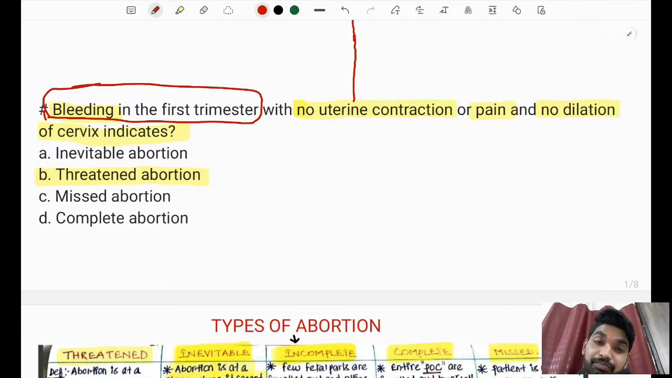Don't answer placenta previa. So, what is placenta previa? Tell me what is placenta previa? What is first trimester and when do you... So, how are you people answering placenta previa for this? What is placenta previa?